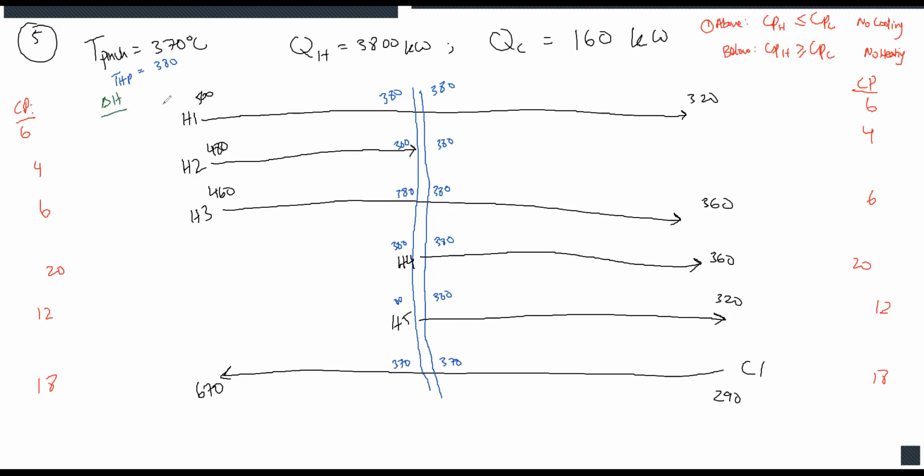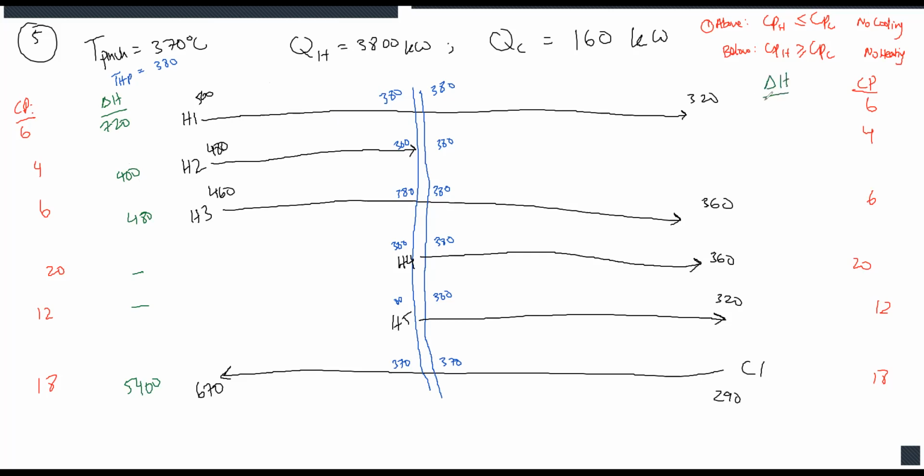So above the pinch for H1, I have 500 minus 380 multiplied by 6, so this is 720. For this one, I have 400. You can verify these numbers. This one, I have 480. This doesn't exist above the pinch. And for this one, I have 5,400 kilowatts above the pinch. Okay, let's have a look below the pinch.